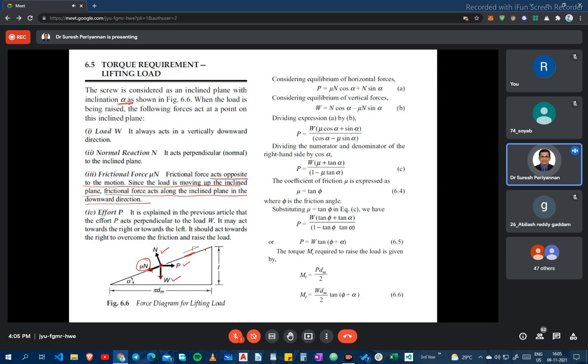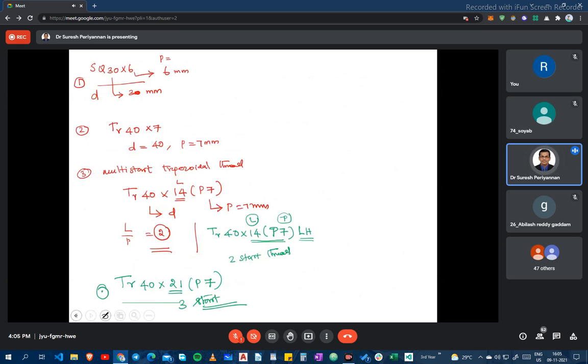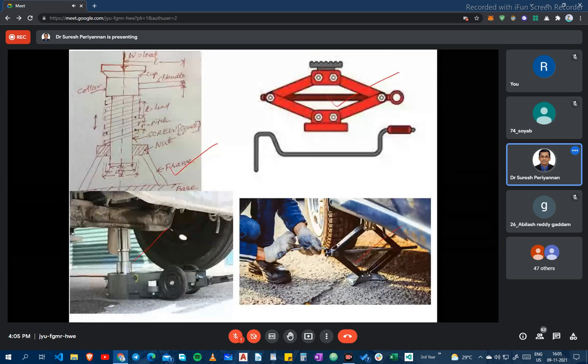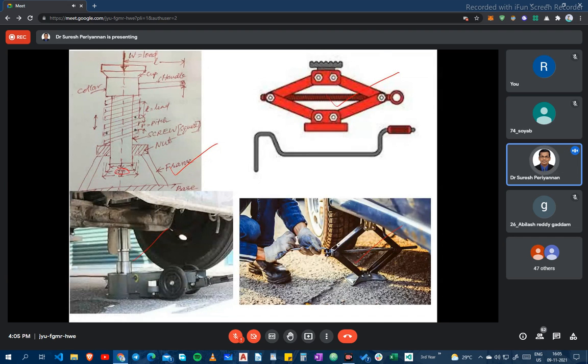Now, this is a schematic force diagram for the lifting the load condition. Now see here, this is pi dm. Again I will show you: this is our mean diameter that we are taking here. This is pi dm.